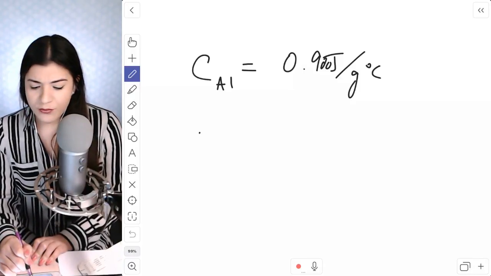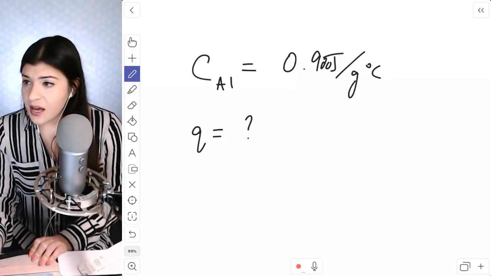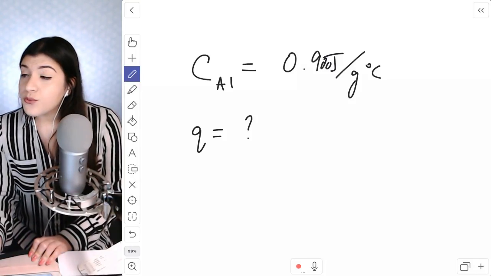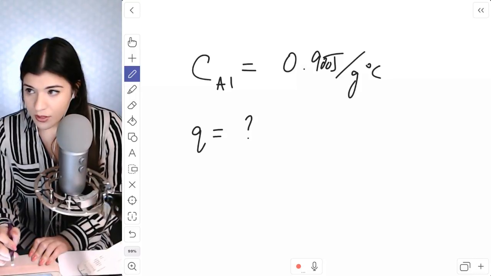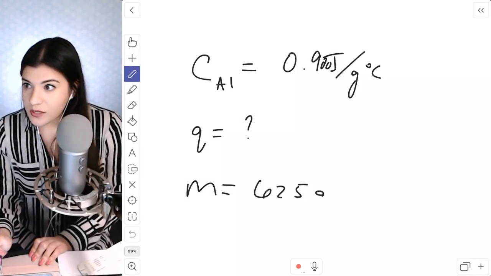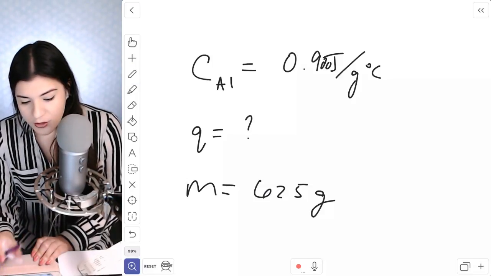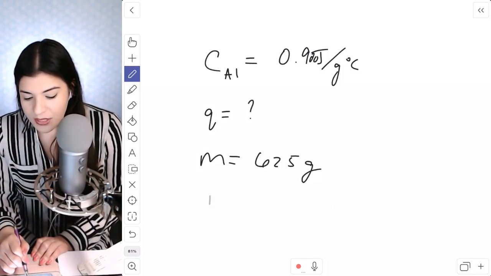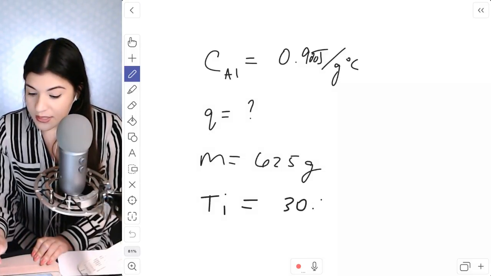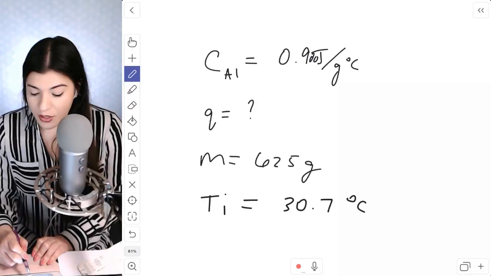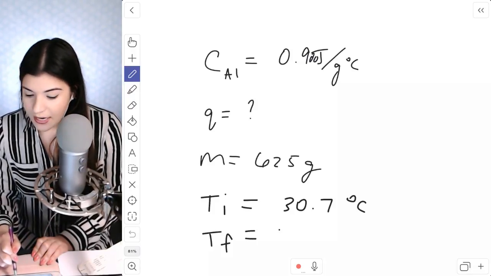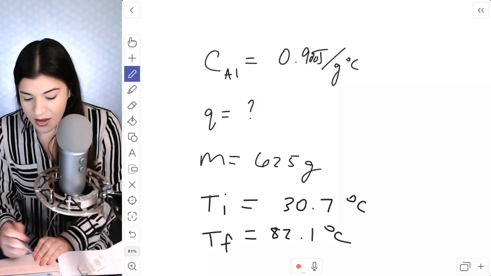How much energy, so we're looking for Q, or really heat, is needed to raise the temperature of, so we're given a mass of aluminum, 625 grams, and we're given our change in temperature. So T initial, or our initial temperature, is 30.7 degrees Celsius, and our final temperature is 82.1 degrees Celsius.